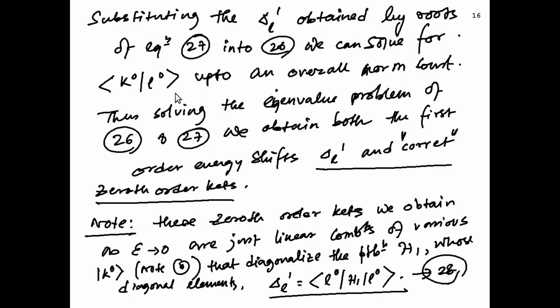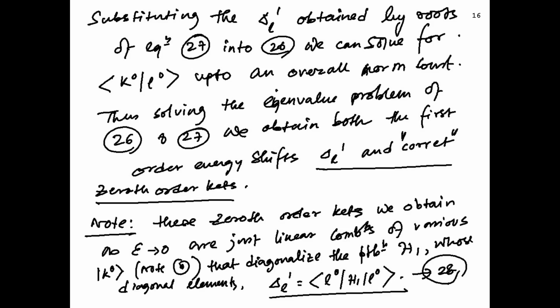Once we do that, we know the first order corrected energies and the first order corrected, or the right, eigenkets which diagonalize H naught and the degenerate subspace of H1 and smoothly connect them. Starting from that, we can apply the degenerate perturbation theory as non-degenerate perturbation theory as we know. So solving equations 26 and 27 as I described, we obtain the first order energy shift delta L1 and the correct 0th order states.